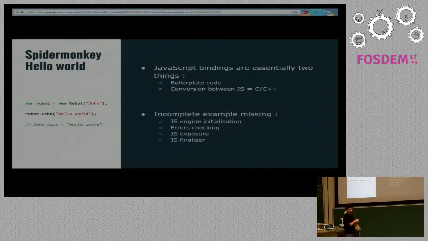Also, the examples here were incomplete. They are missing a lot of stuff like the JS engine initialization and a bunch of error checking. I made the example short to fit inside the screen. So there's no JS exposure, so our object is not available to JavaScript right now, and there's no JS finalizer. I just needed to show a simple example.